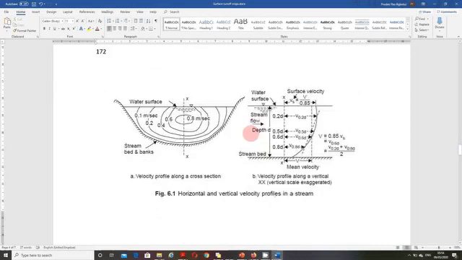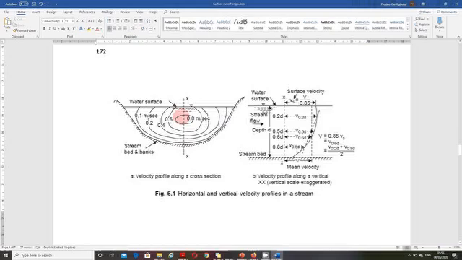So you have a stream and you have this area, this stream, this is your cross section. So you want to measure the area of this cross section, and then you want to measure the velocity of flow in that cross section. So if you're able to multiply the area of the cross section and the velocity of flow, you get your discharge. As simple as that.